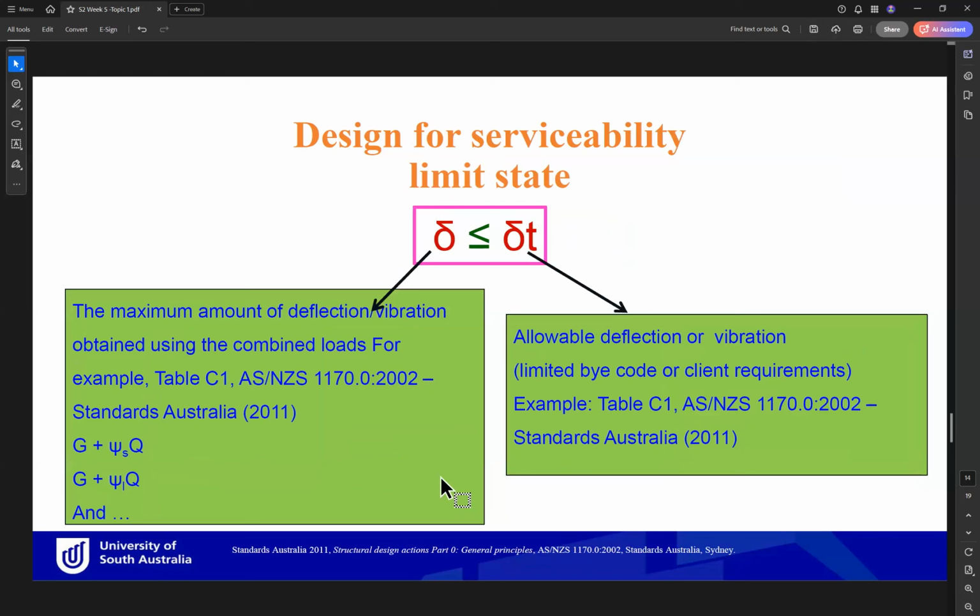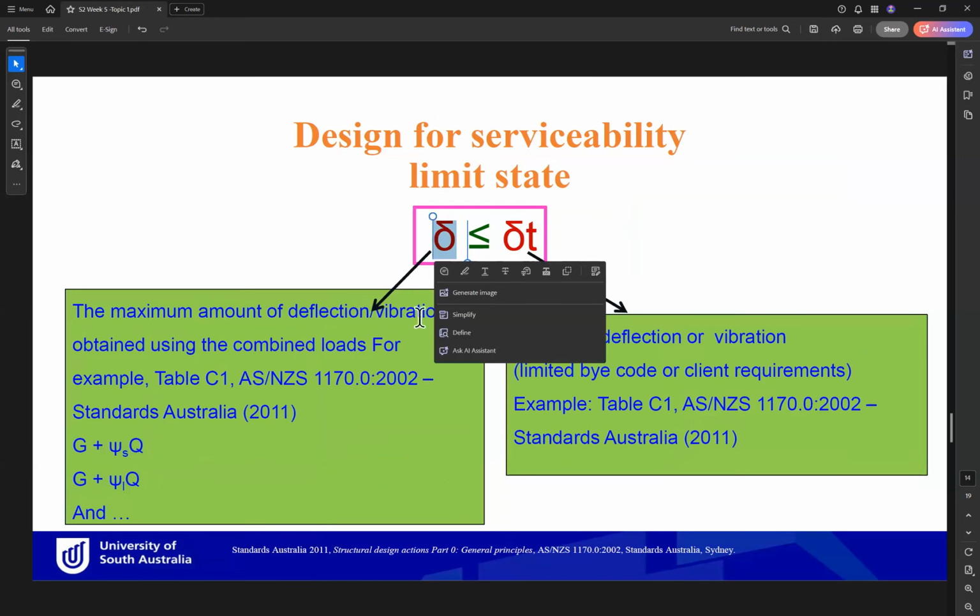So this was for the ultimate limit state. Now for the serviceability limit state, we again have a balance. We need to make the balance between two values. The value on the left is the maximum deflection or deformation obtained using the load combinations for serviceability, G plus psi SQ, G plus psi LQ, and so on. So this is the deflection from the applied load.